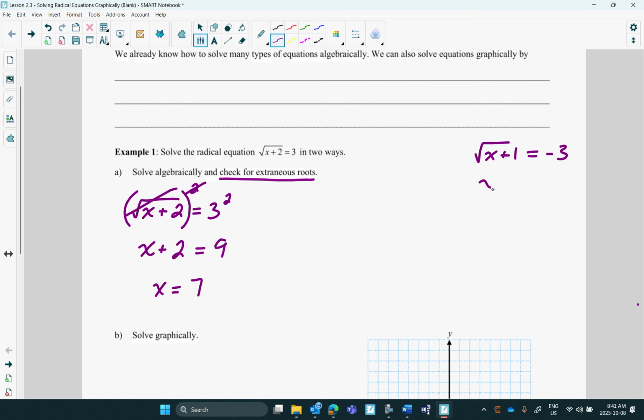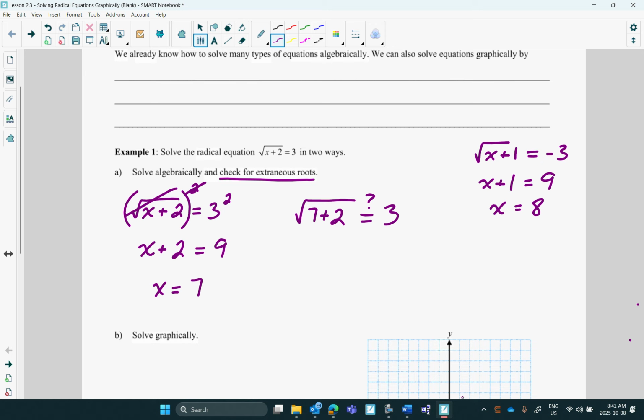If you square both sides, you get x + 1 equals +9, x equals 8. But if you were to plug this back in, does the square root of 8 + 1 equal -3? No. So in this case, squaring created a solution that didn't work. That's why you have to check your answers. To check your answers, plug what you got into the original equation and see if the left side equals the right side.